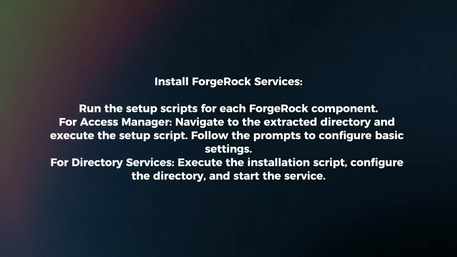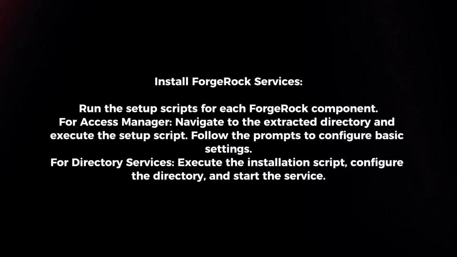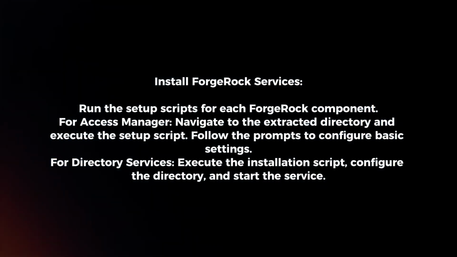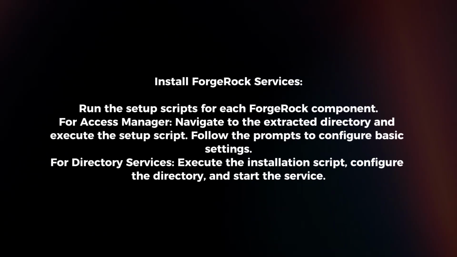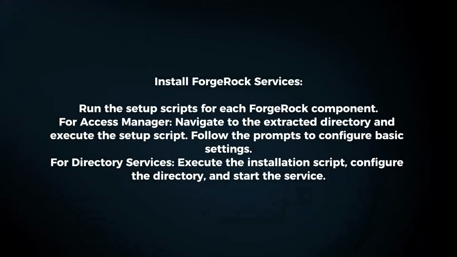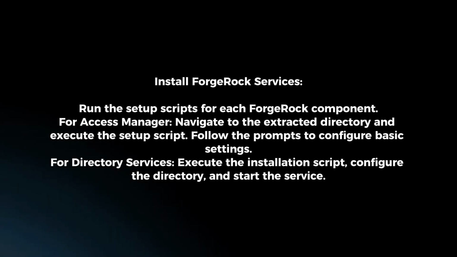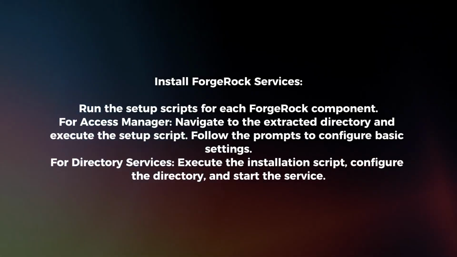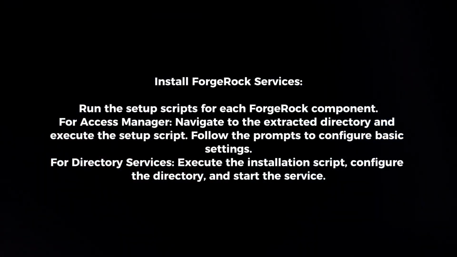Install ForgeRock services. Run the setup scripts for each ForgeRock component. For Access Manager, navigate to the extracted directory and execute the setup script. Follow the prompts to configure basic settings. For directory services, execute the installation script, configure the directory, and start the service.